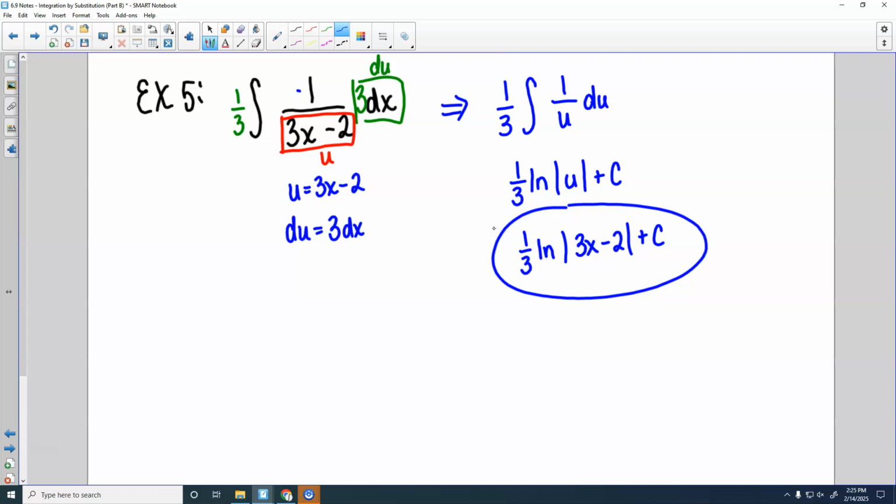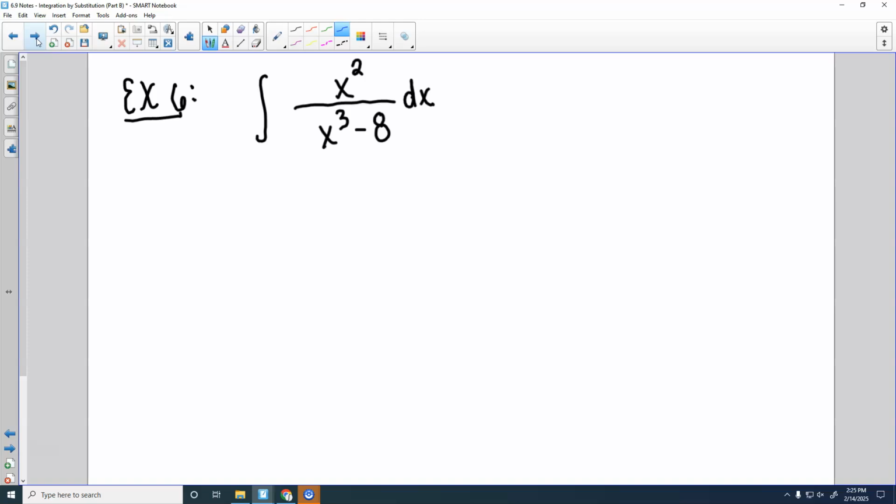So it's not always the case, but a lot of times whenever you have a fraction like that, the denominator needs to be the u. Often the natural log will show up in that. Okay, questions there? All right, let's look at example 6.